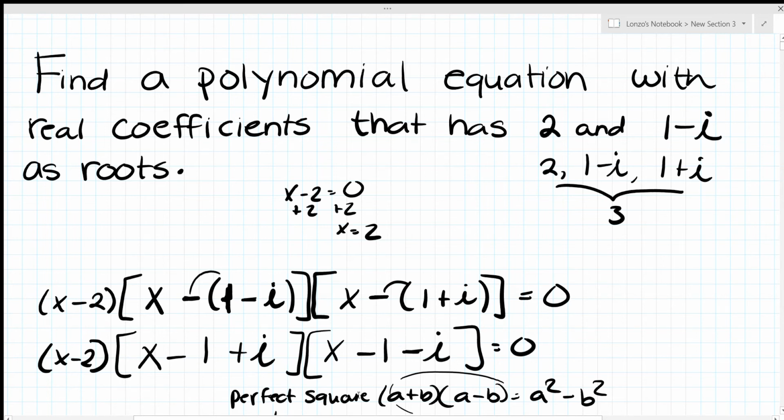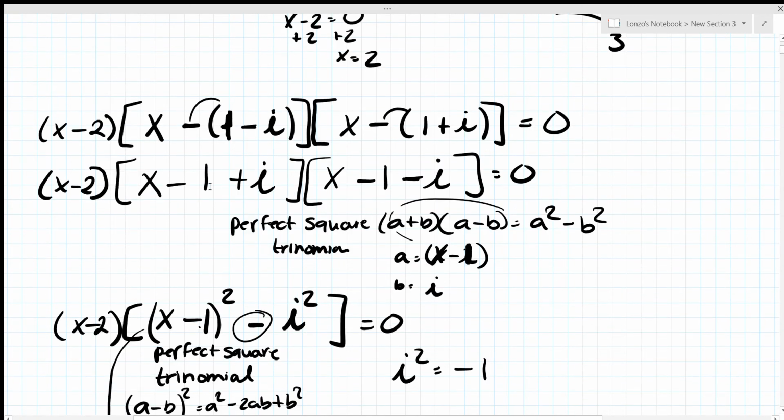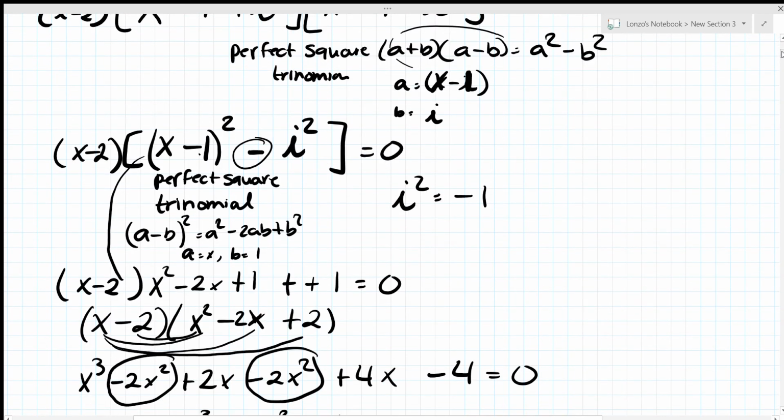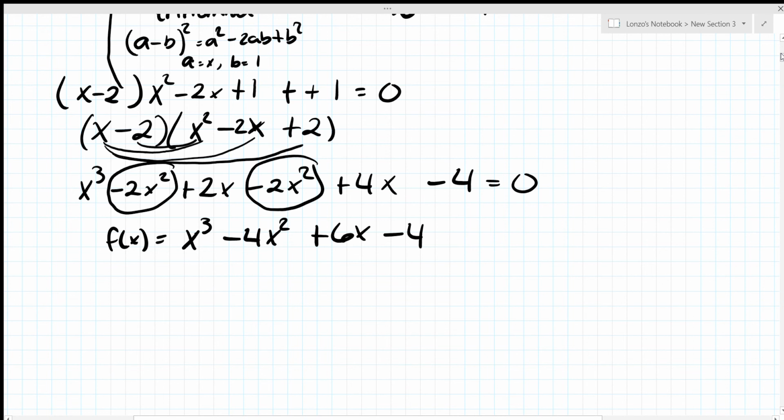Use your special rules. You know, this simplifies as the perfect square. So that's how I got x minus 1 squared minus i squared. And then FOIL things out. If you remember, this is the perfect square trinomial, so this is how I got x squared minus 2x plus 1. And then i squared is negative 1, but there's also a negative, so two negatives becomes a positive, so it's plus 1. So this is going to be x squared minus 2x plus 2. And then the last step, FOIL this out, and then combine like terms, and that's how you get x cubed minus 4x squared plus 6x minus 4.